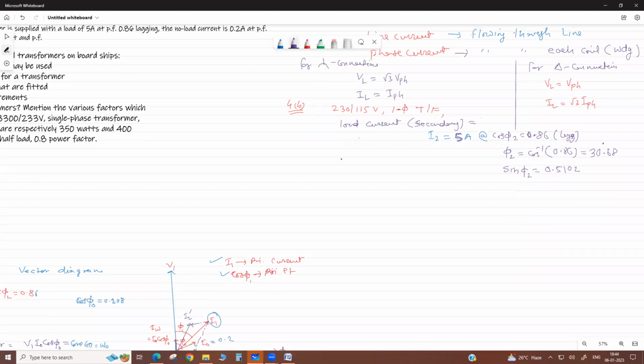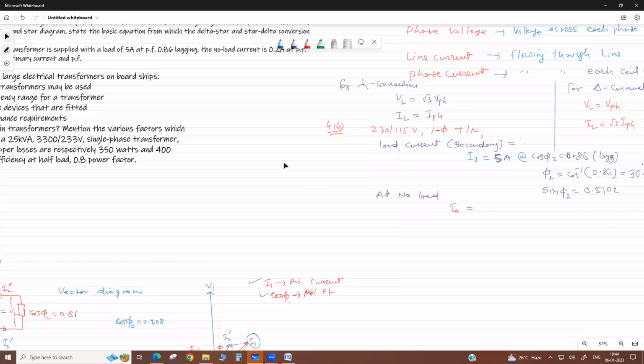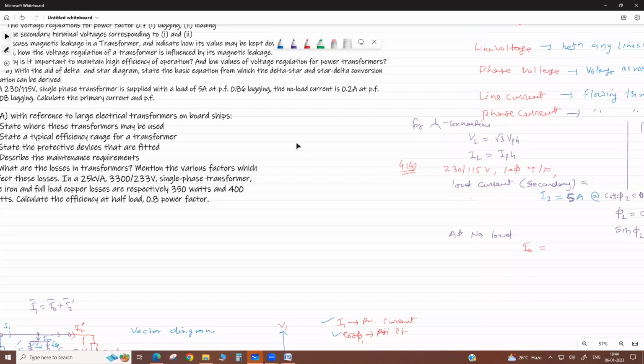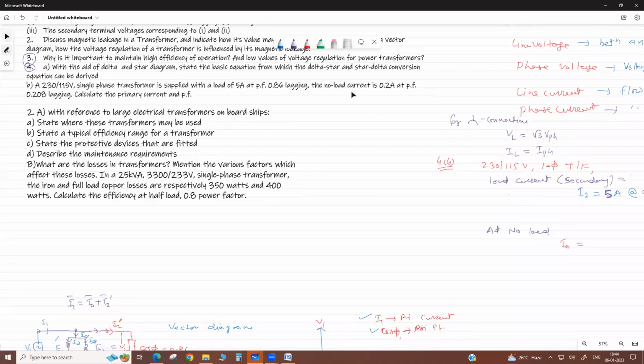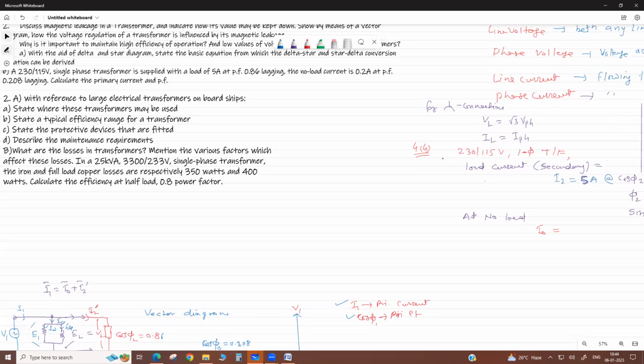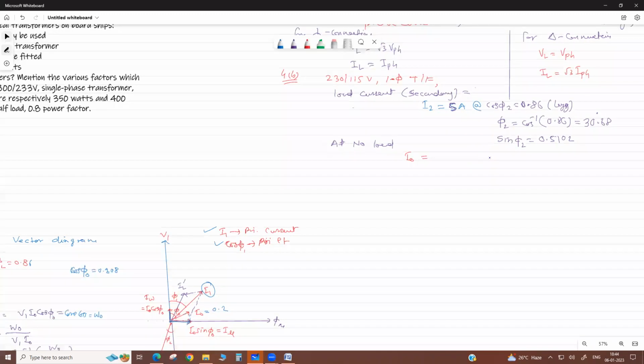Now at no load, there is an I naught current, the no load current. It is given 0.2 ampere at cos phi naught 0.208, the no load power factor.